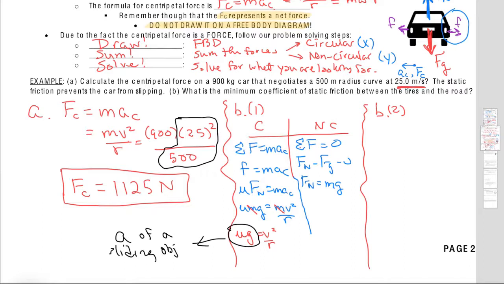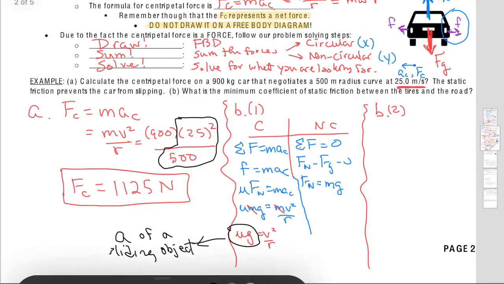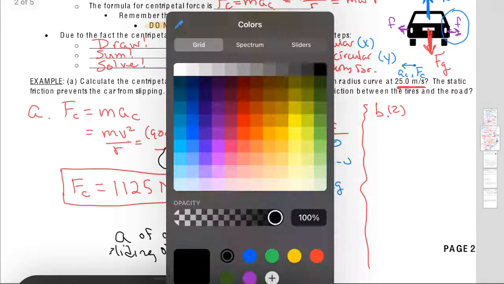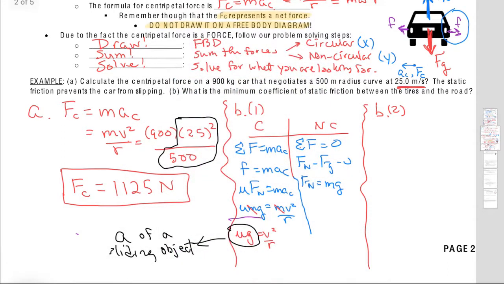Because guess what? Whenever the car is trying to slip or skid, it's now a sliding object. Okay? So this version of the equation right here is kind of the base. So what I can do now is really solve this for anything that I want. And so I'm going to solve this for mu. So mu is going to be v squared over gr.